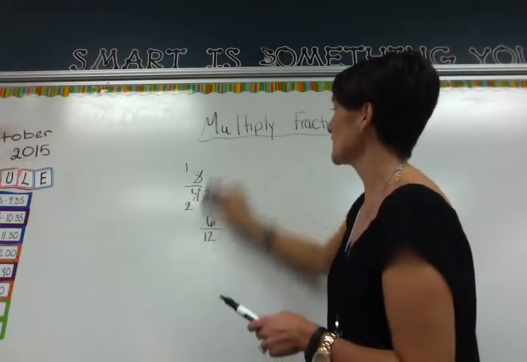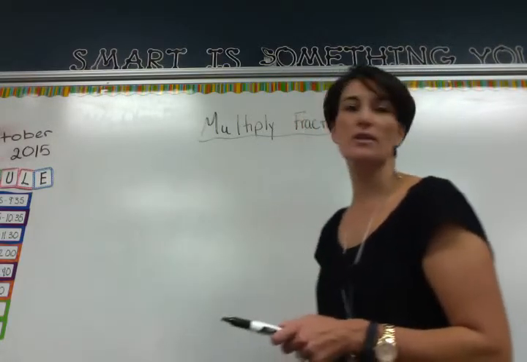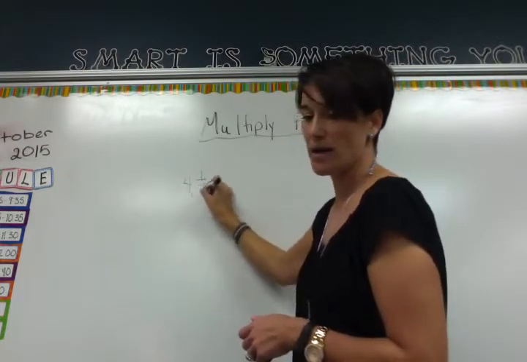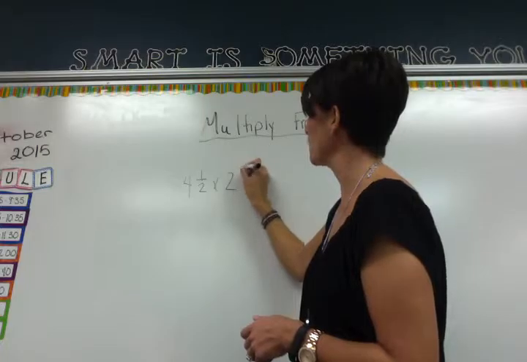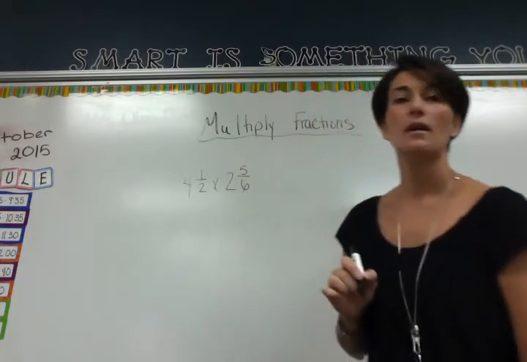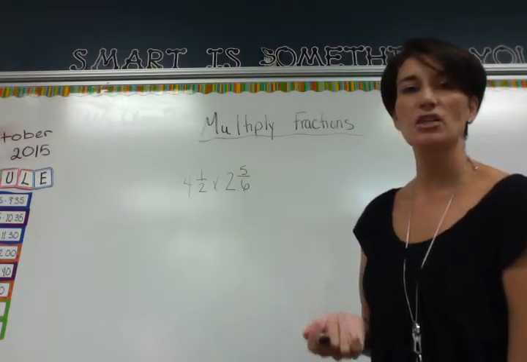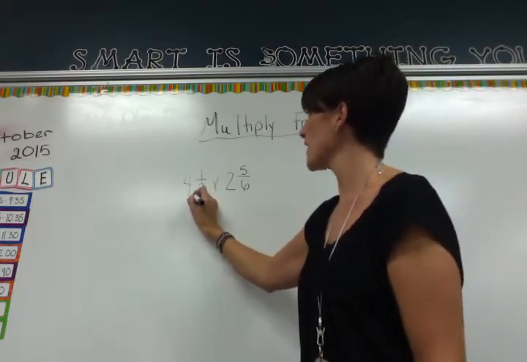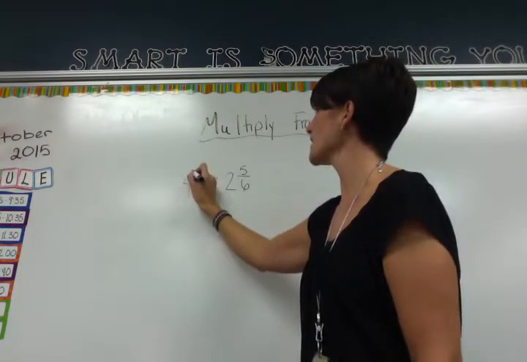Okay, the part that always gets us is changing our mixed numbers into improper fractions to multiply. So let's try 4 1/2 times 2 5/6. All right, so the first thing I have to do is change these into improper fractions. So I multiply the two bottom numbers, and then I add the top number.